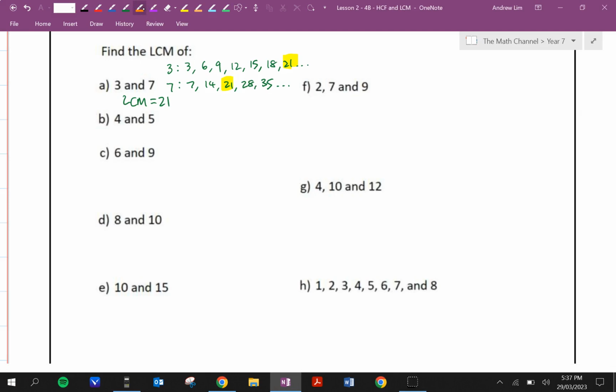Okay, so here are the answers for B to E. The lowest common multiple of 4 and 5 is 20. Of 6 and 9, the answer is 18. Of 8 and 10, the answer is 40. Of 10 and 15, the answer is 30. Now, did you manage to find a strategy?